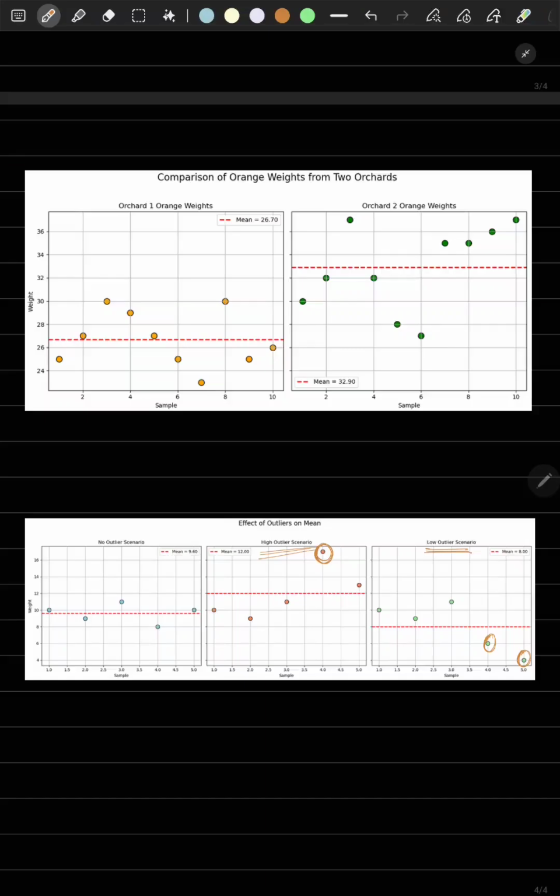I will be creating next videos on median and mode, which are also fundamental measures of central tendency along with arithmetic mean, and we'll also see how do they compare with each other and when to use which.